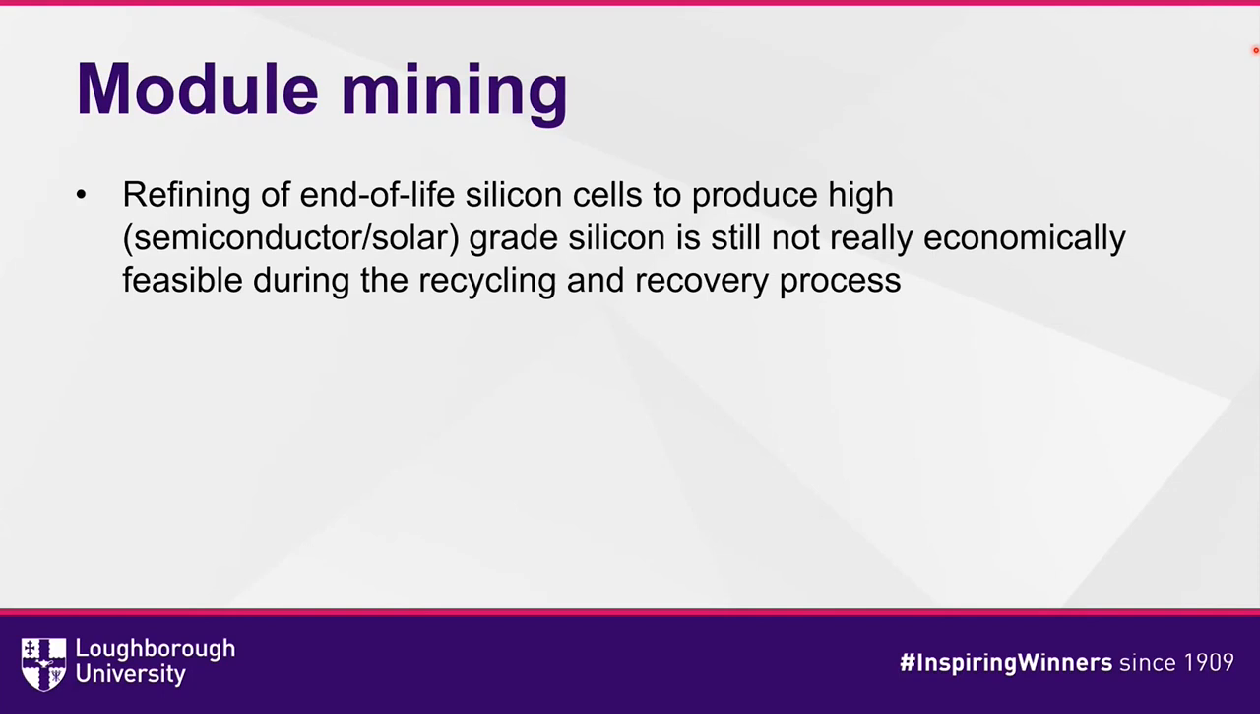So what does that mean? One of the problems is that refining of the end-of-life silicon cells to produce high-grade silicon is still not necessarily economically feasible during the recycling and recovery process. Producing metallurgical grade silicon can be, under certain circumstances, and if it's done right, particularly if you have an automated system. But the production of higher grade material is still not necessarily economically feasible, which is a shame, because that higher grade material has a much higher value. If we can find a method of getting there which doesn't cost too much, and has a lower energy use, then that could massively improve the economics of the recycling process.